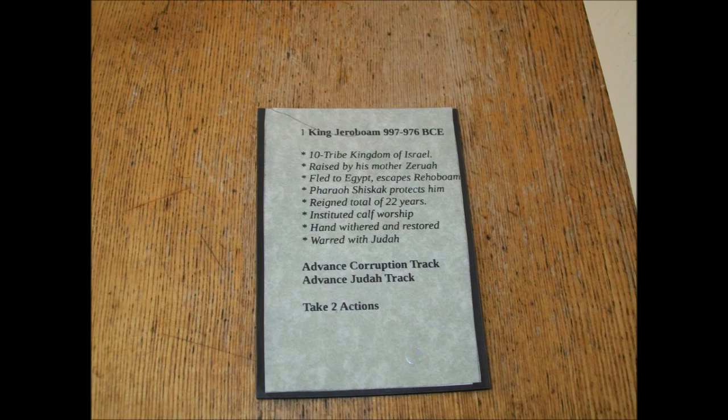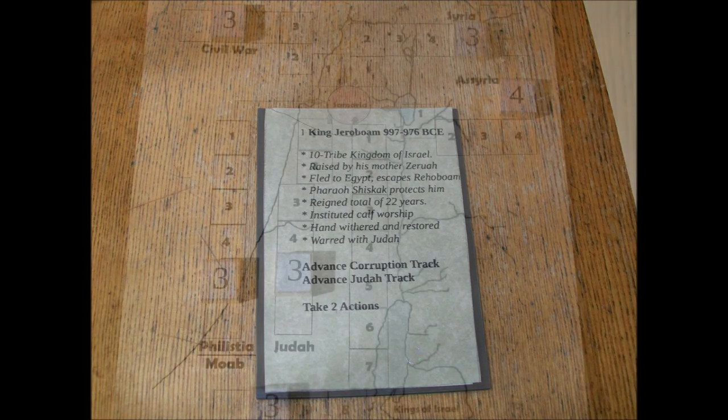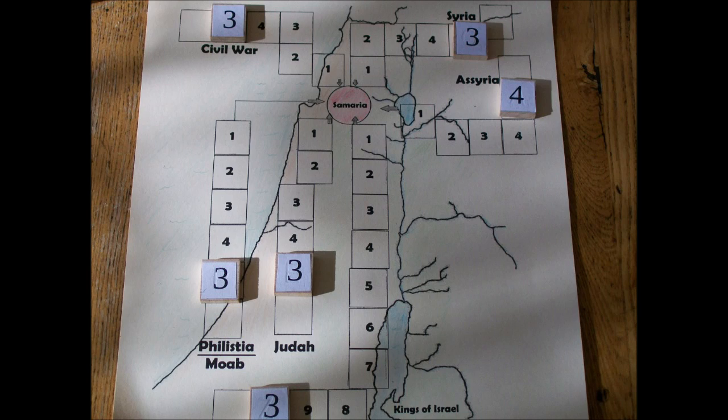And being the first king of the northern kingdom, he had issues with the southern kingdom, Judah. So what happens with this card is the Judah track gets moved down one, and because of his corruption from the scriptural worship from the Ten Commandments, his corruption level drops down too. But this 22-year reign, I chose to give him 2 actions to try to buttress.